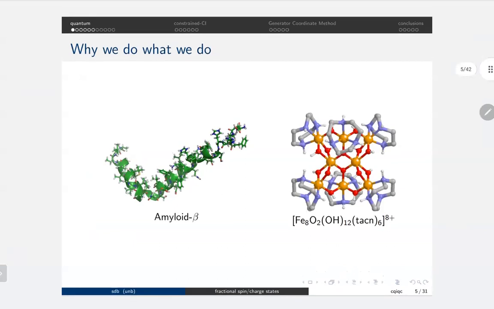Okay, so let's get started. Why we do what we do. Why are we still doing theoretical chemistry and quantum chemistry? Well, it's not the only reason, but there are two good reasons here on the screen. On the left-hand side is a biomolecular compound. It's a protein called amyloid beta. Now, why is this one interesting? It turns out that this one is associated with Alzheimer's disease.